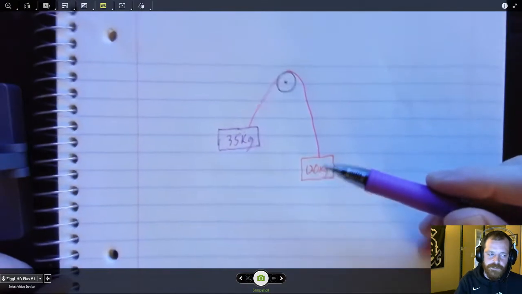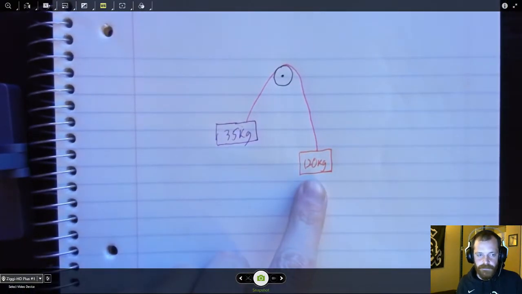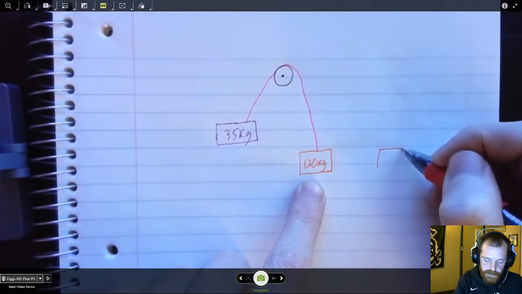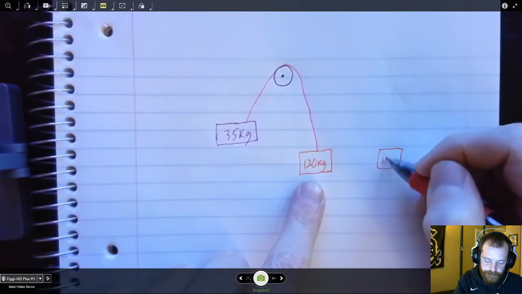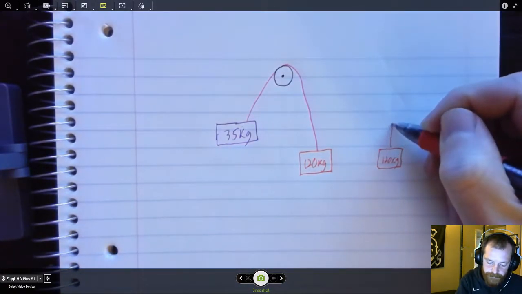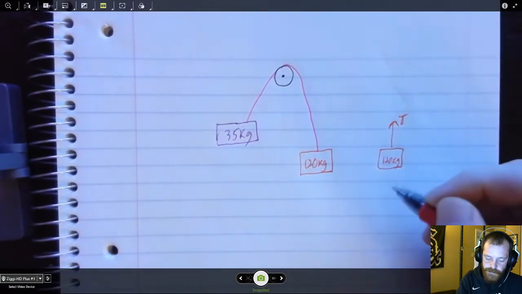Okay, so once again, let's start off by drawing free body diagrams for these two objects. Let's start with the 120 kilogram mass. There are two forces acting on this object. When we draw this out, there's the tension going up, and there's the weight going down.